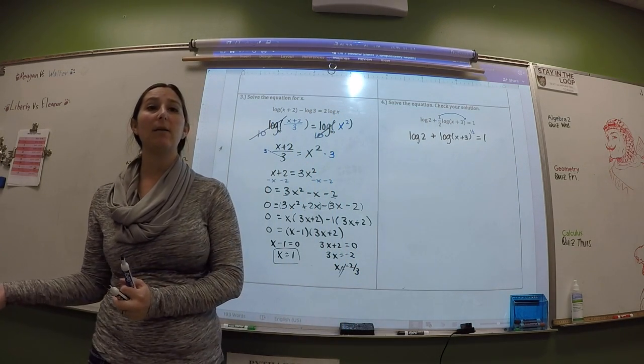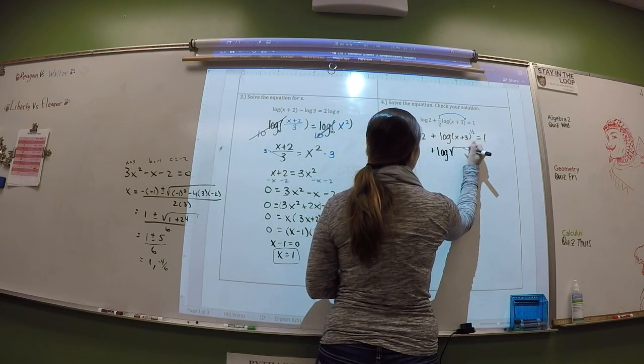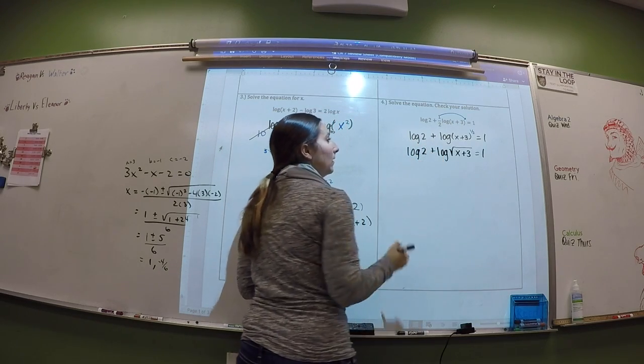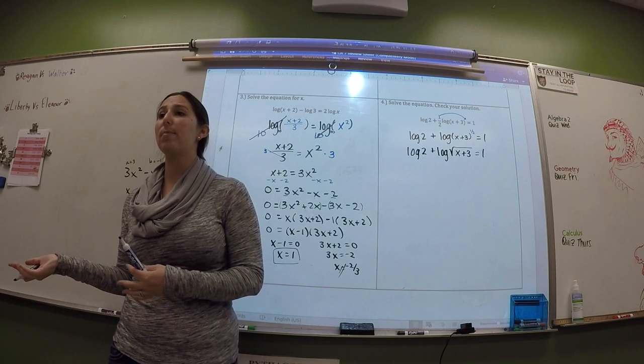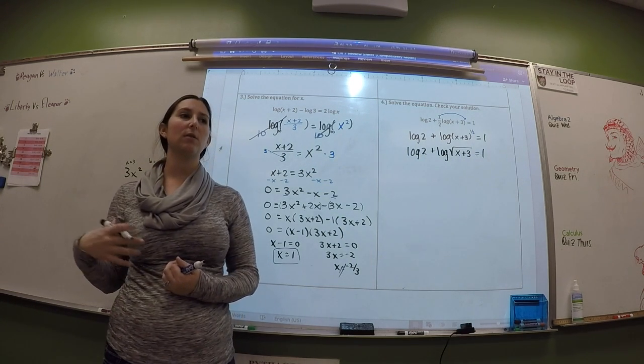Anything to the 1/2 power is a square root. So we're going to rewrite this as the square root of x plus 3. Okay, so you have to remember that 1/2 power means square root. 1/3 power means cube root. Okay, so fraction exponents are radicals.